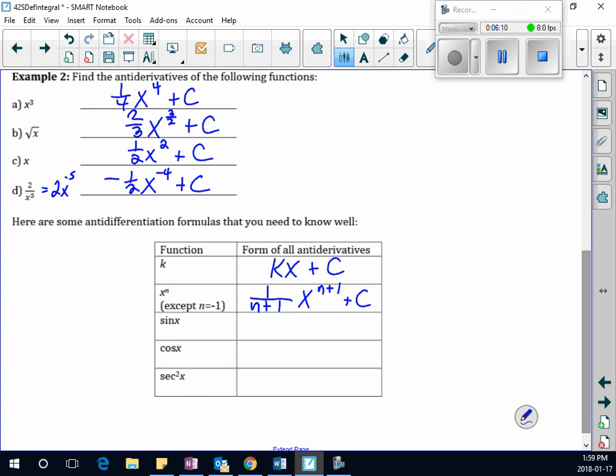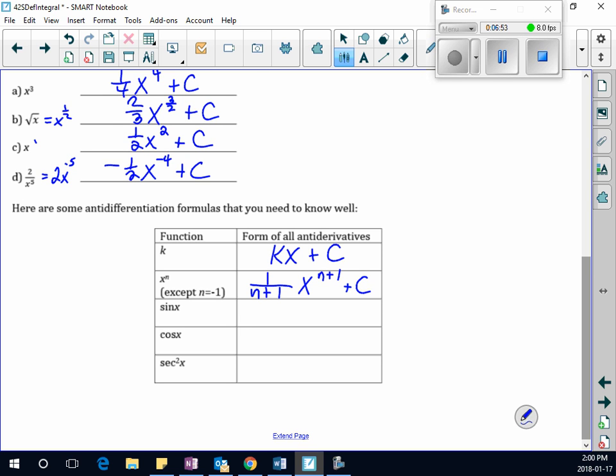So n is just like n in this situation. For instance over here n was 3, so I added 1 to 3 and I got 4, so then I got 1/4 x to the power 4. In this case this was x to the power a half, so if I add 1 to a half I get 3 over 2, so the reciprocal is 2 over 3 times x to the power 3 over 2. Does that make sense to you? For x to the power 1, I add 1 to 1, that's 2, and it's the reciprocal of 2, so 1/2. For the x to the power 1/2, you have to add 1 to 1/2 first, then reciprocate it, yeah.